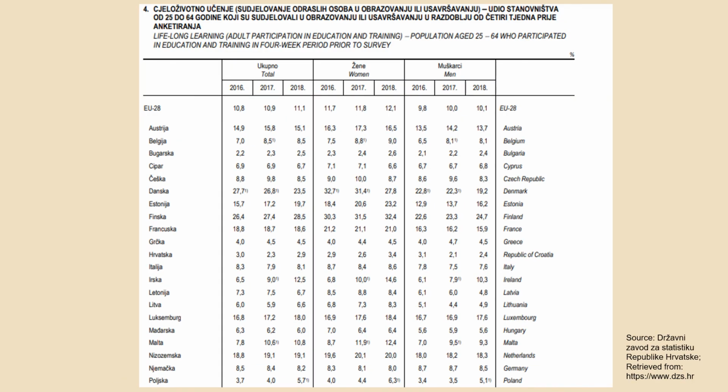A bit more numbers. This table here shows lifelong learning, adult participation in education and training for the population aged 25 to 64. Now again, please find the results for Croatia and compare the results to the results of the neighboring countries. The question is again the same. Are you surprised? And why?